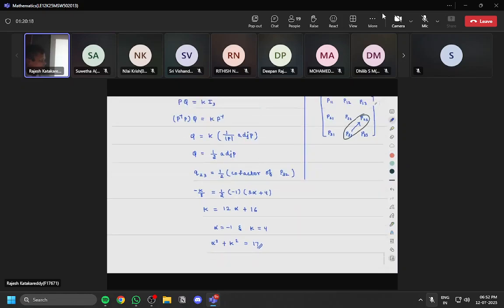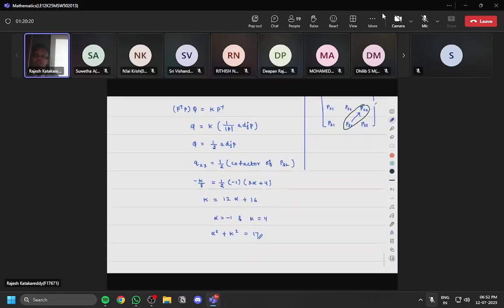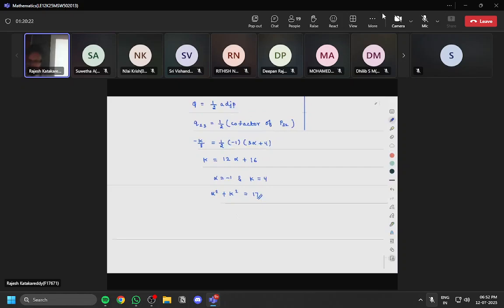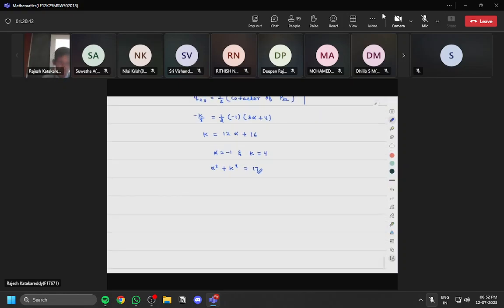Anybody writing this part? No, right? So after 29, let us do problem 33. 33, maybe 35, 36 if time allows, 38 and so on we will do.